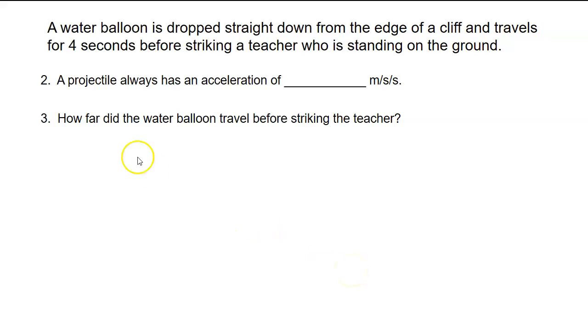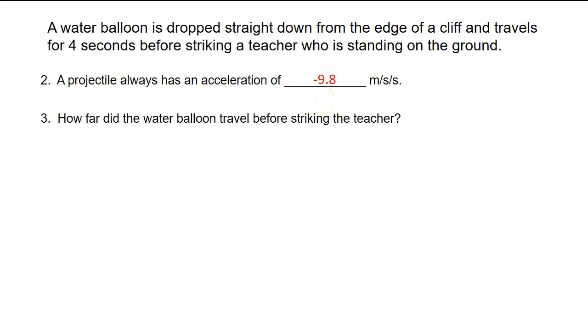We have the same scenario now, and it says a projectile always has an acceleration of, you can say, negative 9.8 meters per second squared. Now it doesn't matter if the object is traveling upwards or downwards, the acceleration is always negative 9.8. This negative sign doesn't tell you the direction of the velocity or the direction the ball is going, it tells you the direction of the acceleration that's acting on the ball.